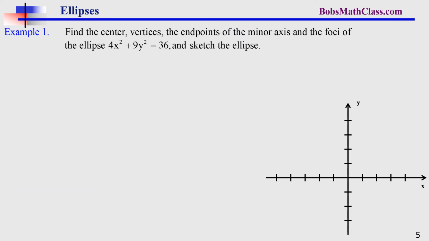Okay, our first example, find the center, vertices, the endpoints of the minor axis. By the way, whenever we say endpoints, it's assumed to be of the minor axis. And the vertices, those are assumed to be on the major axis. And the foci of the ellipse, 4x squared plus 9y squared equals 36. So center, vertices, endpoints, foci.